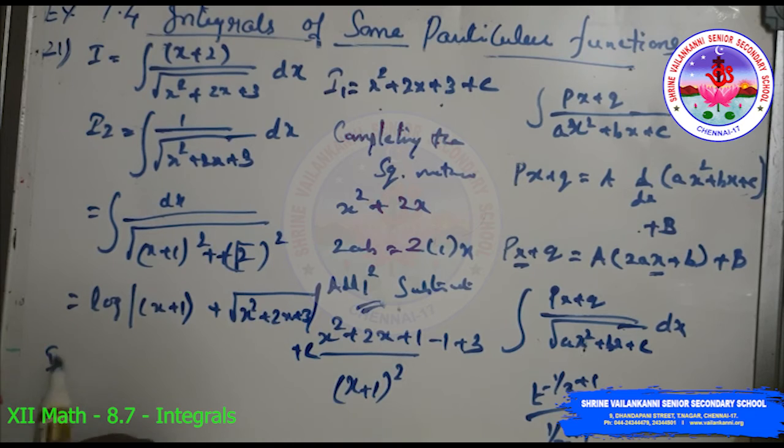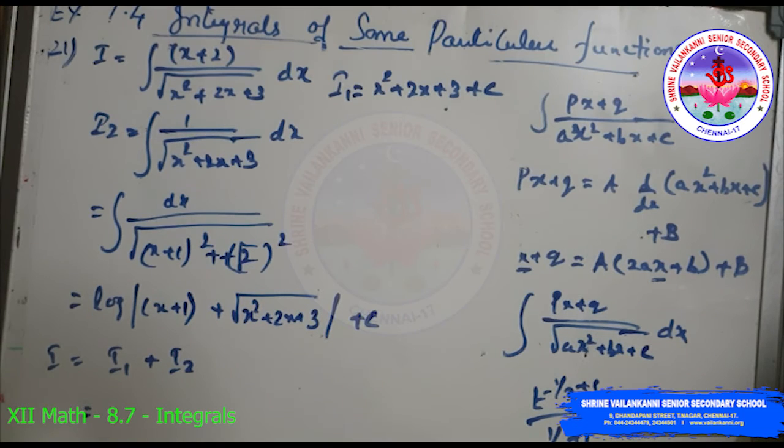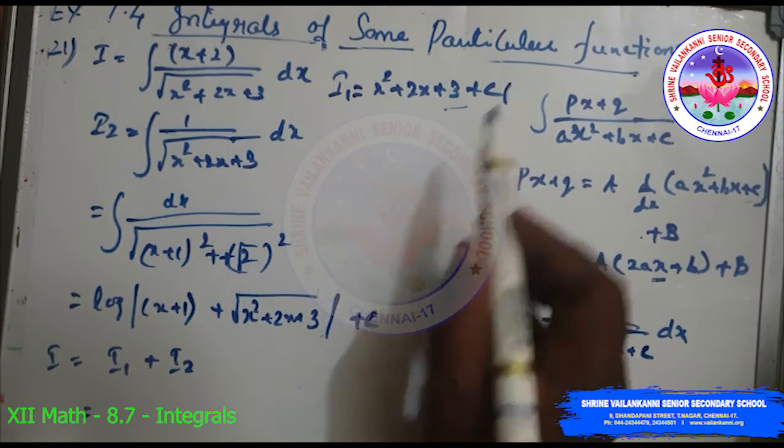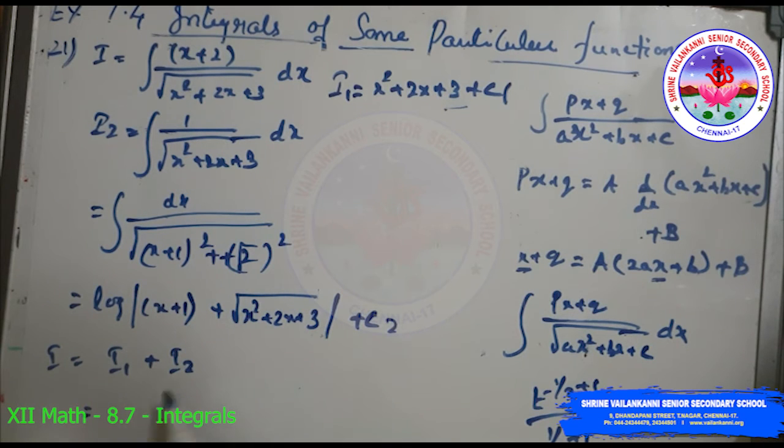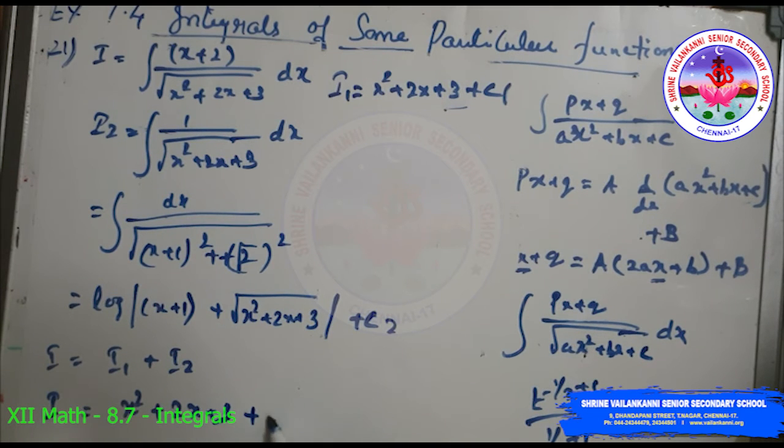Now we have to add I equal to I1 plus I2. We can take the constant of I1 as C1 and of I2 as C2. So I1 is root of x square plus 2x plus 3, plus I2 is log of modulus of x plus 1 plus root of x square plus 2x plus 3, plus c, where c equal to C1 plus C2.